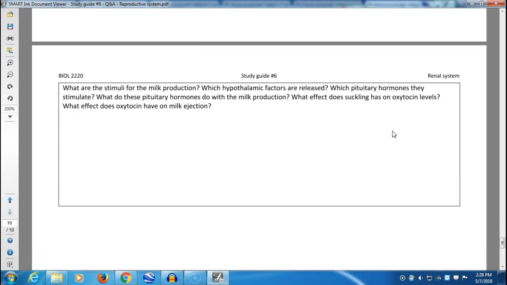Milk production, what I want you to know. Suckling on the nipple stimulates two separate things. One is milk production. So prolactin release factors from hypothalamus stimulate prolactin from pituitary. Prolactin stimulates milk. Oxytocin stimulates contraction of the ducts and ejection. Do I make sense? Oxytocin has nothing to do with milk synthesis. Are we clear? Questions?